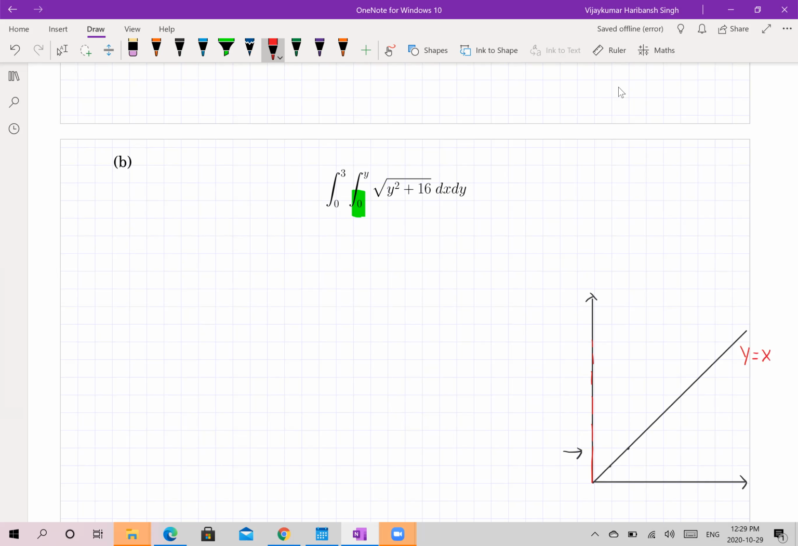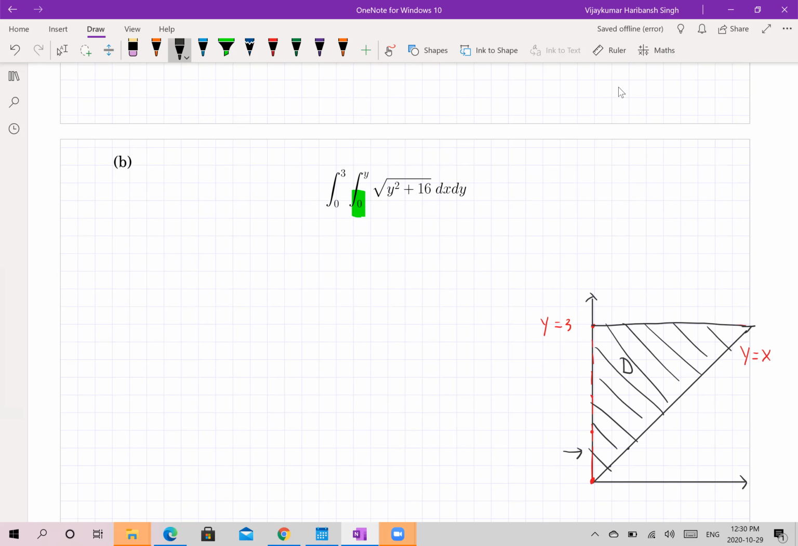which is line y equals to x. And then your y is changing from 0 to say 1, 2, and 3. So this is your y equals to 3. So this is the region over which you are integrating. So this is your region D.